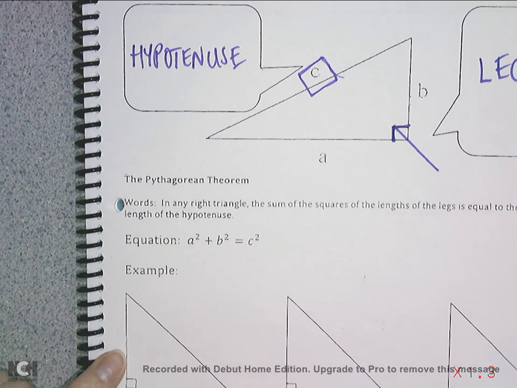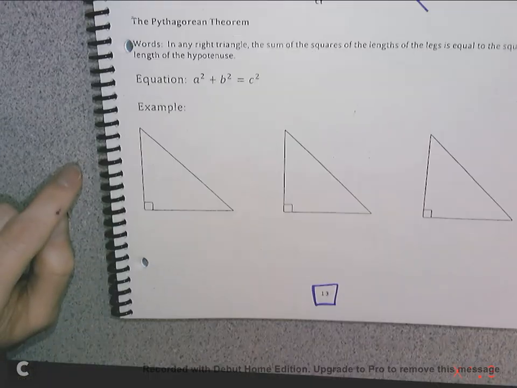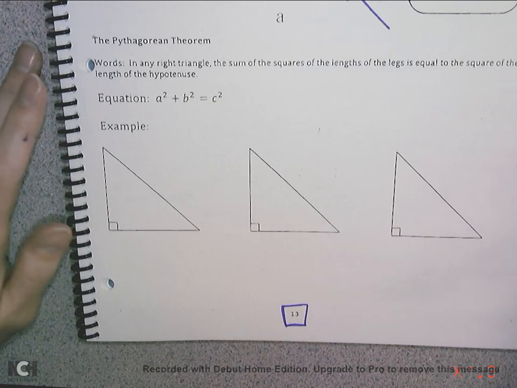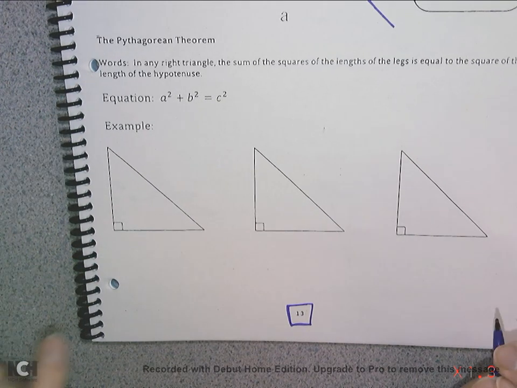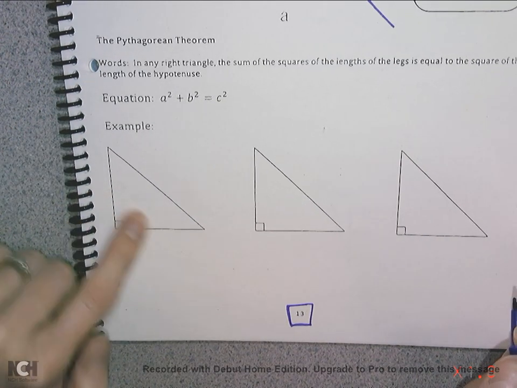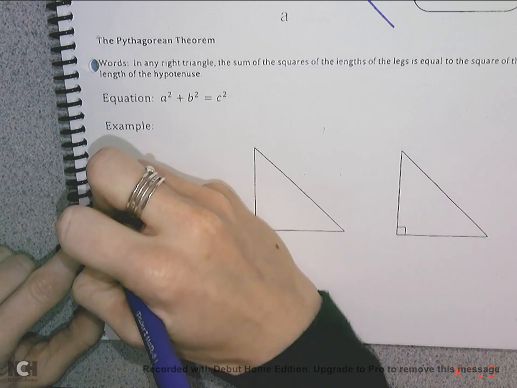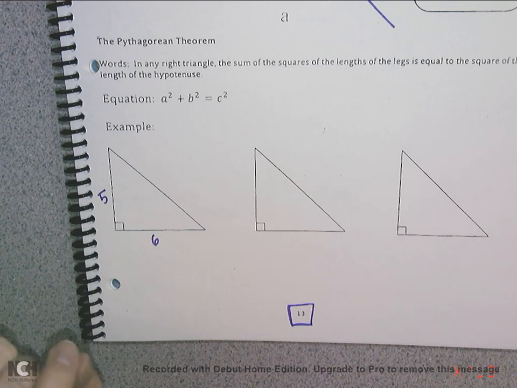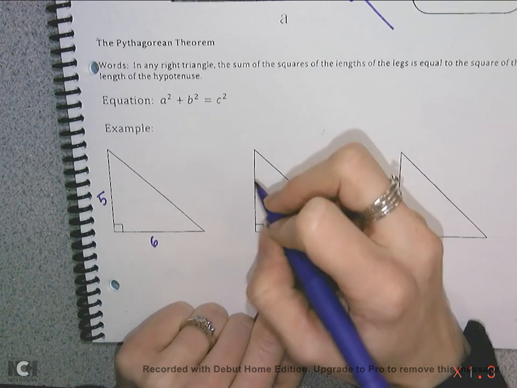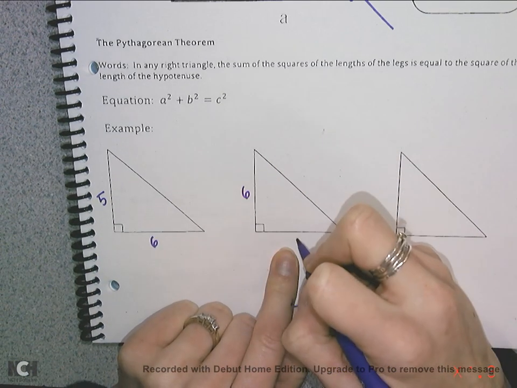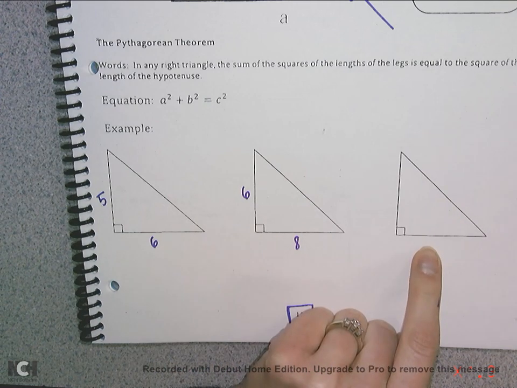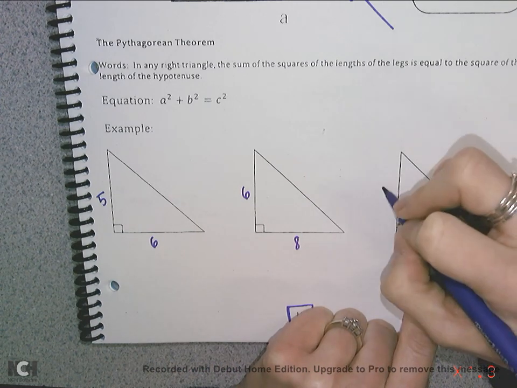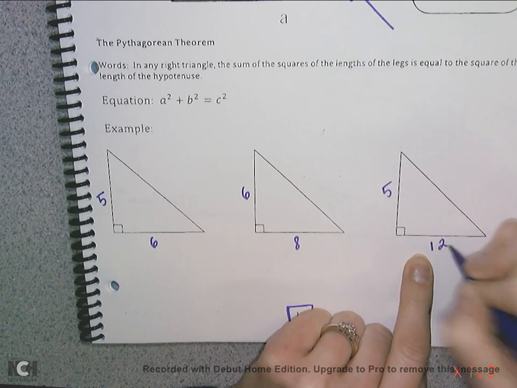Okay, so let's do some examples, again, on page 13. Notice that your triangles are all nice and blank. Yeah, we're going to put some numbers in there. It's going to be great. Okay, so the first thing we're going to do is label our legs. This guy will be 5, and this guy will be 6. Let's do this one too. This will be 6 and 8. And then this guy over here will be 5 and 12.